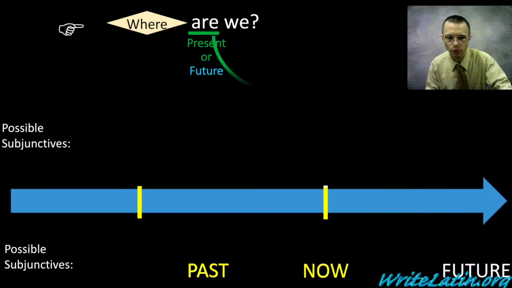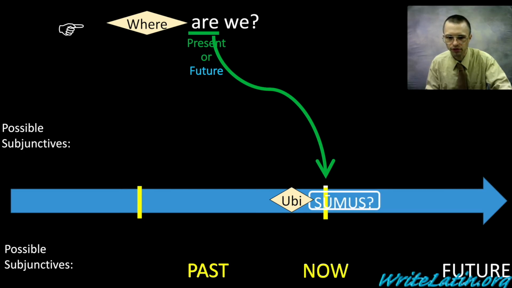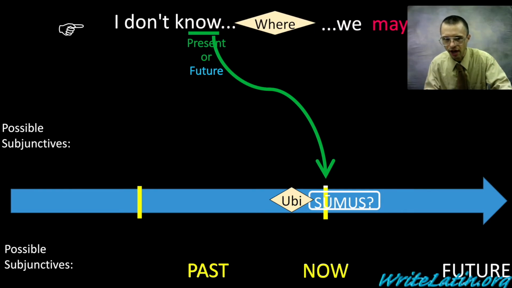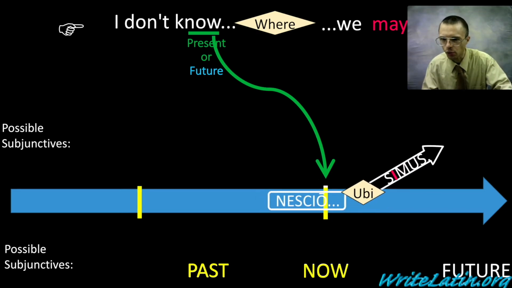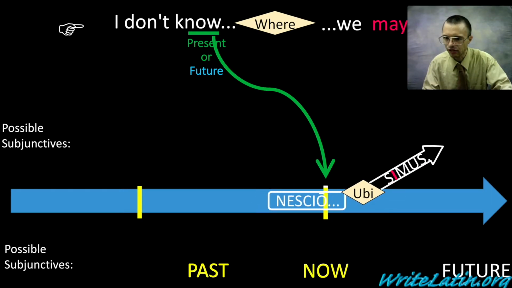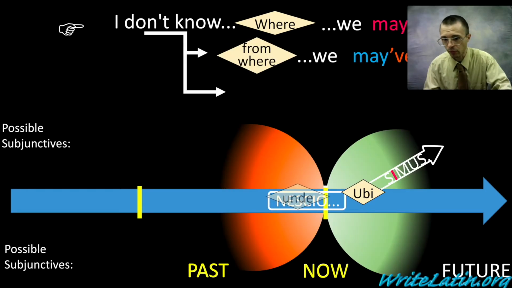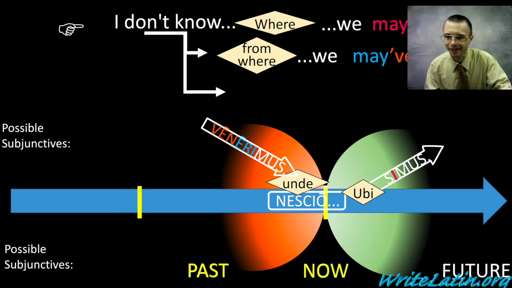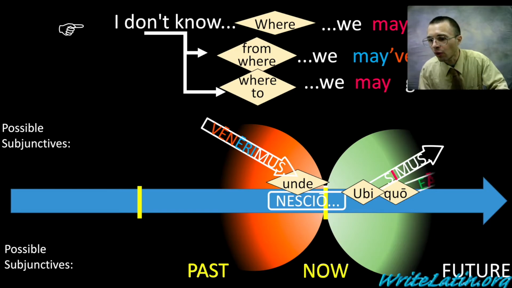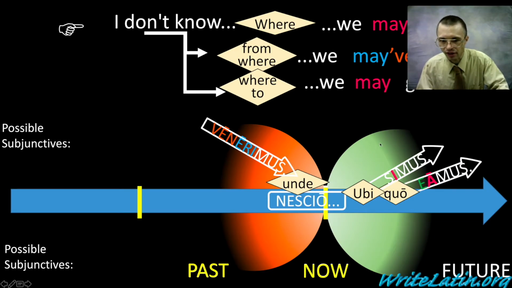Okay, so where are we? Main verb is present, ubi sumus. Now to make it into an indirect question, what do we need to do? We need to report it, so we need to bump another verb up in front of it. I don't know. Now the not knowing is being bumped up in front of it. Nescio ubi simus. See how that works? Direct question, indirect question. I don't know from where we may have come. Unde venerimus. I don't know where to we may go. Quo eamus. All these are subjunctives.